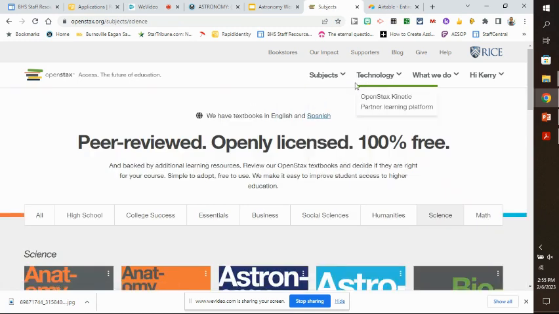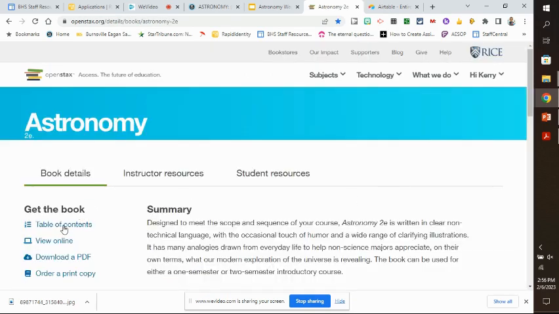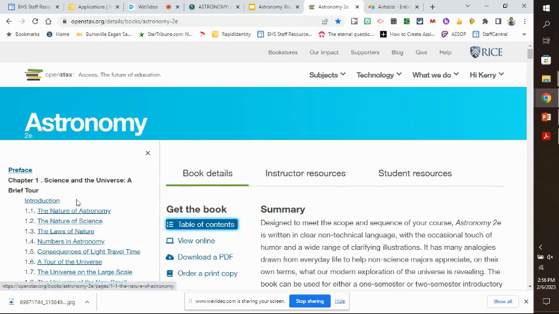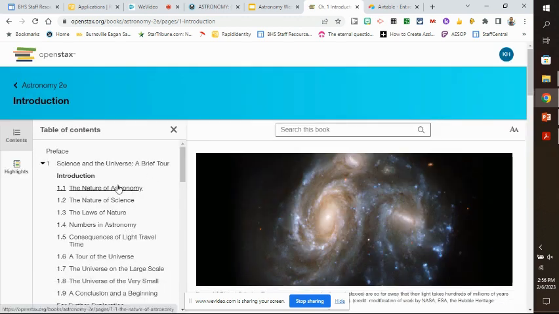If you go to openstax.org, click on subjects, science, and pick astronomy. Second edition is 2E. Jump on that. Table of contents. We're going to go ahead and view online. Works better that way. And here we go. We did the first chapter, Science in the Universe, a brief tour. When you click on that, it starts off with an introduction to what this course is all about.